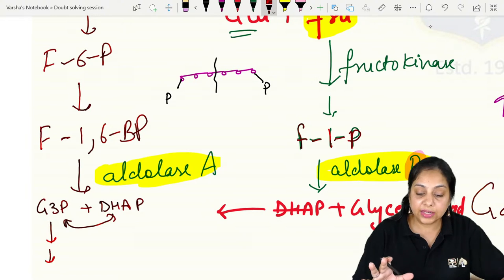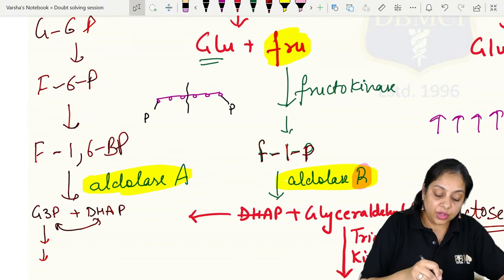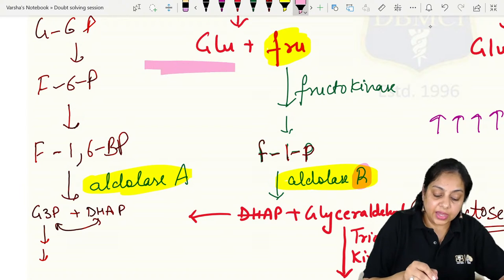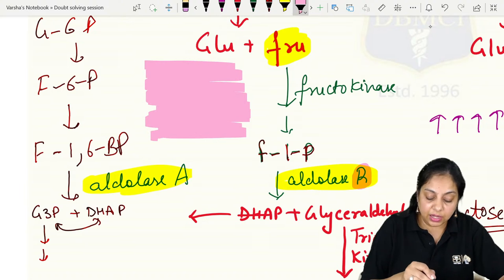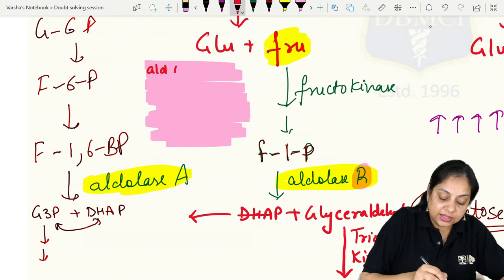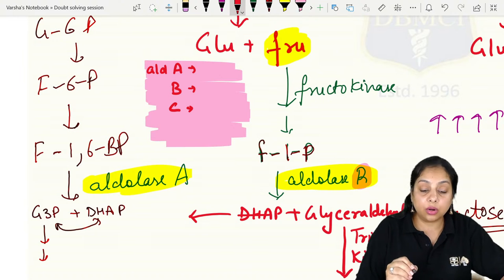Can we correlate? Yes, Ronak Patel, aldolases A and B. Can anybody tell me how many kinds of aldolases we have? We have 3 kinds of aldolases: aldolase A, aldolase B, aldolase C. And they vary upon their location.